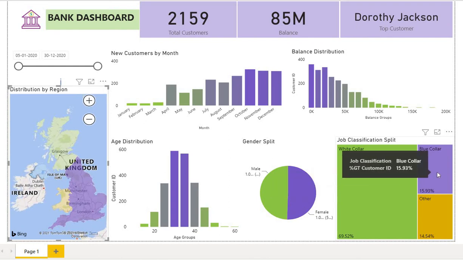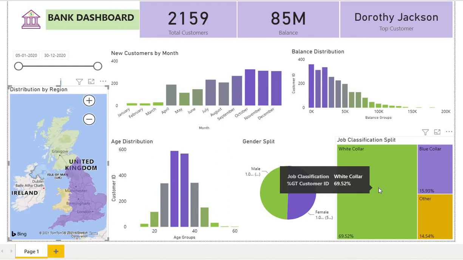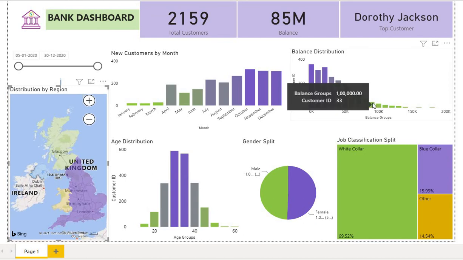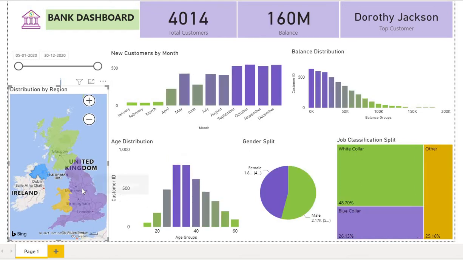Next, for the job classification, we can clearly see that there are approximately 70% white collar jobs for the people, and blue collar jobs is approximately 16%, and the other jobs is 15%. So from here, we can analyze that since there are more number of high paying jobs, there are a little more number of people that are having more balance in our bank as compared to that of Scotland. So this is the way we can analyze for the rest of the two regions, that is Wales and Northern Ireland. To go back to our original dashboard, we can just click on the same state and here we go.